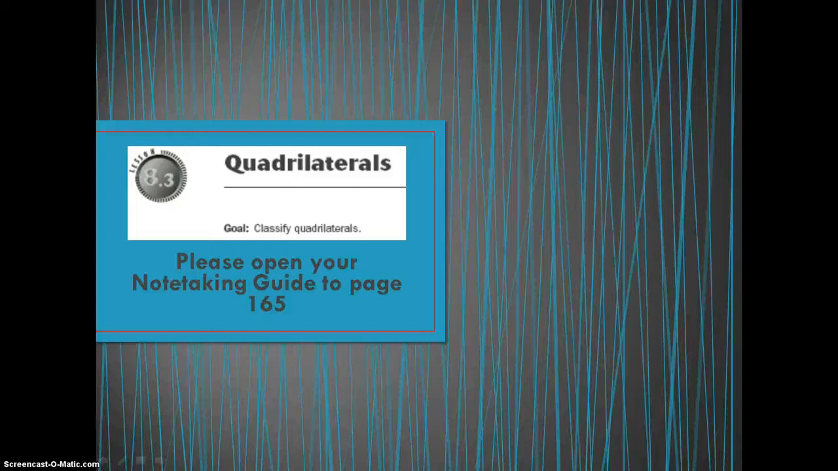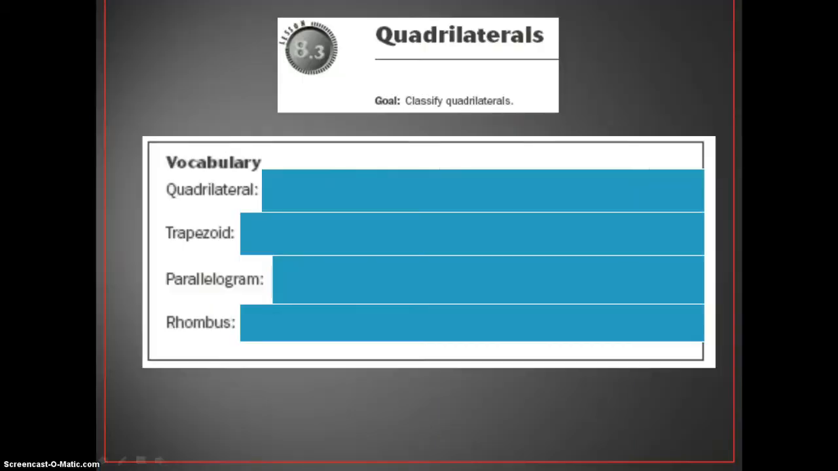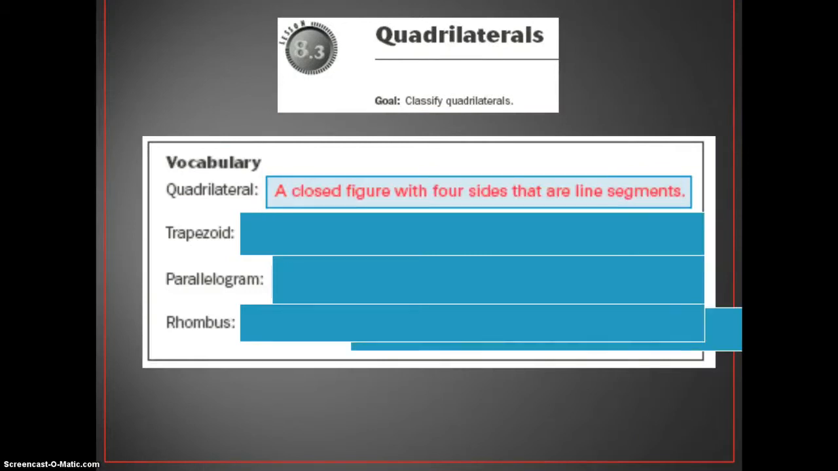Lesson 8.3, Quadrilaterals. A quadrilateral is a closed figure with four sides that are line segments. Remember that the word quad means four, so you always know it's four-sided.